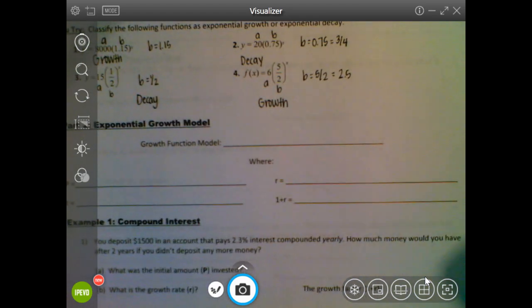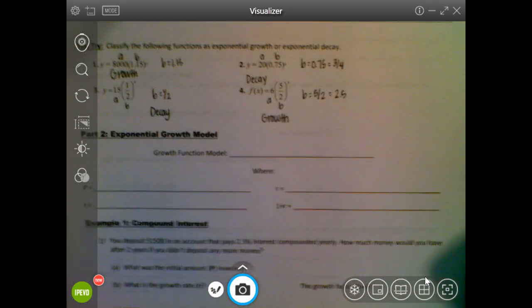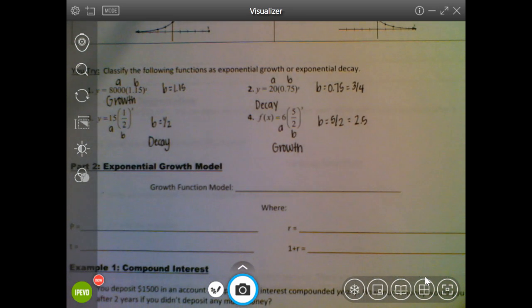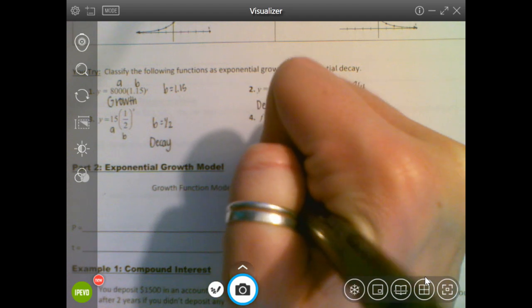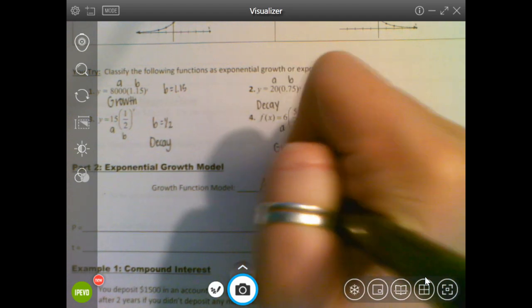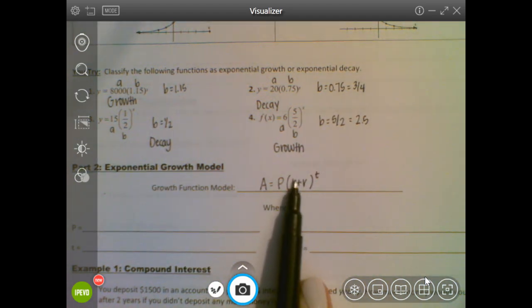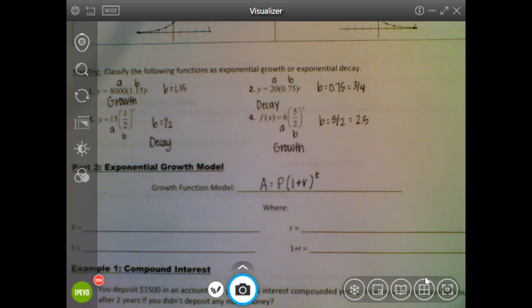All right, so let's look at some application type problems. We'll look at more of these as the unit goes on, but we'll just start with some basic ones today. So the first thing I want to talk about is the actual model. We generally say that the exponential growth model looks like A is equal to P times the quantity of 1 plus R raised to the T. And a good way to determine if it's a growth model is that the value in this quantity should always be greater than 1, because we should always be adding something on to 1 to make it bigger than that.